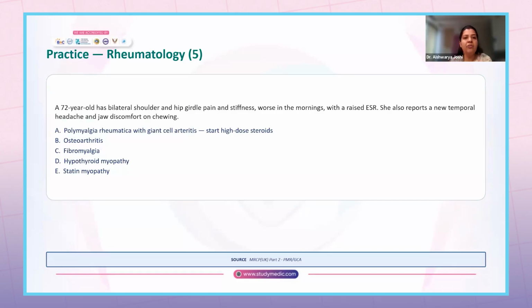A 72-year-old has bilateral shoulder and hip girdle pain and stiffness, which is worse in the morning with a raised ESR. She also reports a new temporal headache and jaw discomfort on chewing. Jaw discomfort on chewing, this indicates jaw claudication. So what is the diagnosis here?